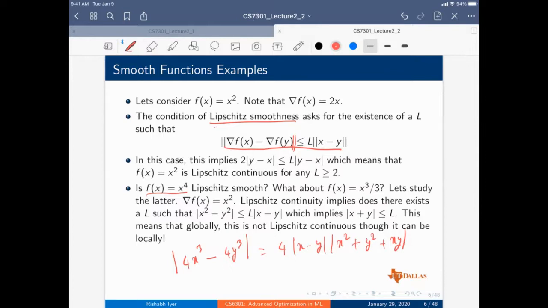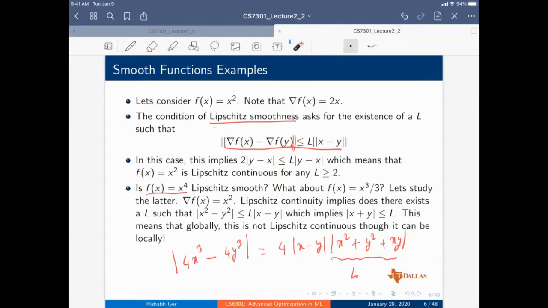Whatever the point, this term itself grows quadratically. So you can't pick any constant L such that this would be less than or equal to L times x minus y. Of course, you could do this if you assume that x is bounded. Then you can trivially come up with an upper bound of this quantity, and show Lipschitz smoothness in this restricted set. But in general, everywhere, it is not Lipschitz.